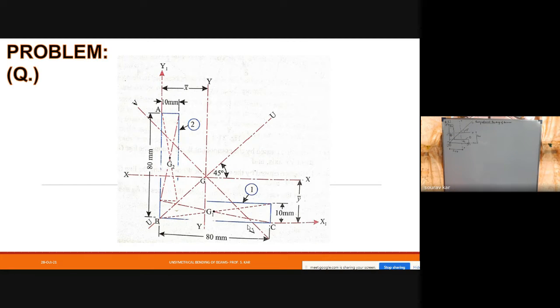Here we have to find out everything. This may be a question of about 6 to 8 marks, where everything will be asked. Maybe this question might come for 8 marks.